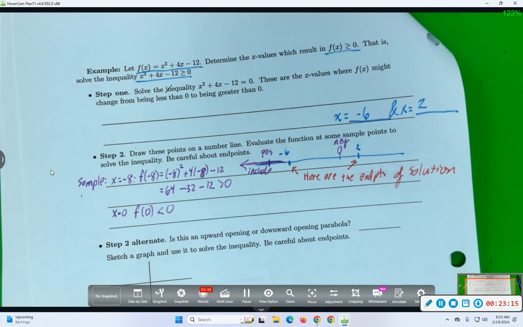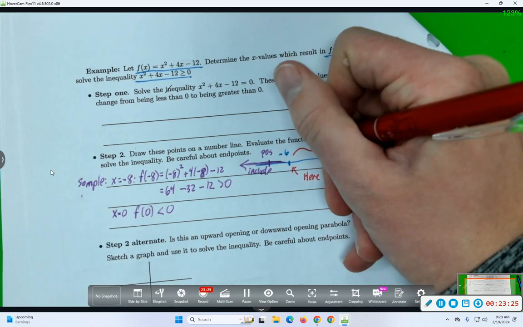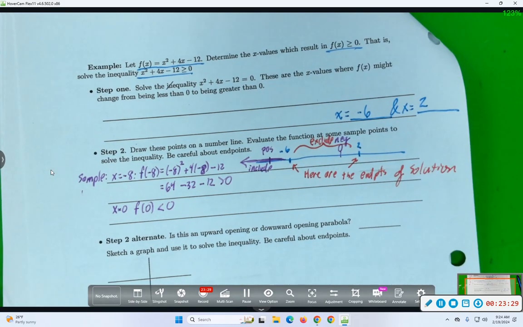What about values between -6 and 2? Are they included or excluded? Excluded? Give me a sample value bigger than 2. 3. You can do that, and it'll work. I'm instead going to go with 100, because then I think I can do the computation without doing the computation.